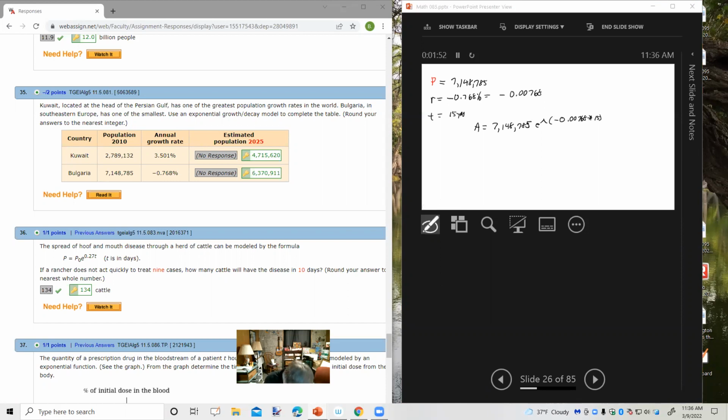7,148,785, that's a 5, times e to the negative 0.00768 times 15, and I get 6,370,910.61. Rounding to the nearest whole integer, this 6 would round up, so 6,370,911 would be the new population.